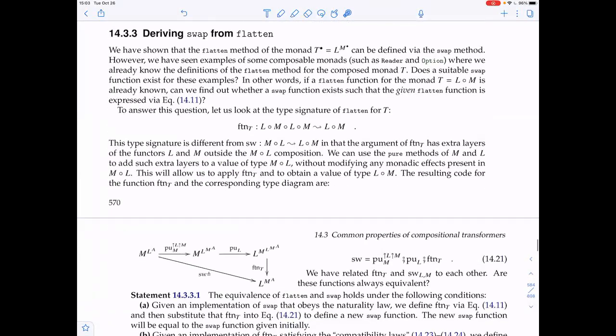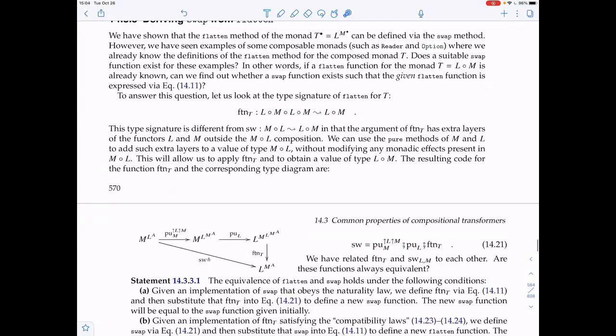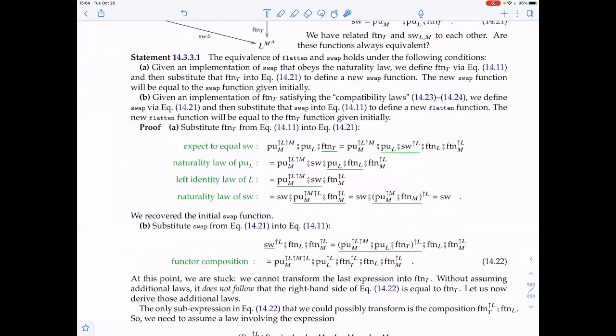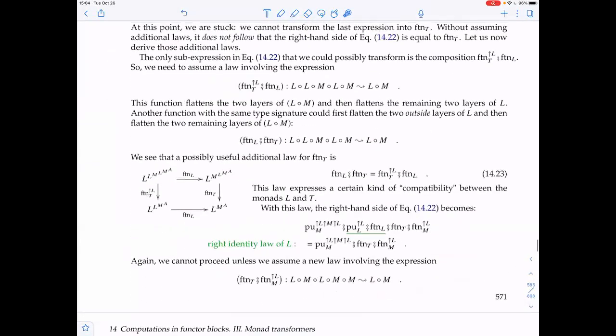I will also show how swap is directly derived from Flatten. Now, this is an interesting thing because you might say, well, how do I guess this swap? Well, if you have a Flatten for this monad, you can define swap through it like this. Then I study whether they're equivalent. So they're not equivalent unless actually additional law holds. So these additional laws are here.